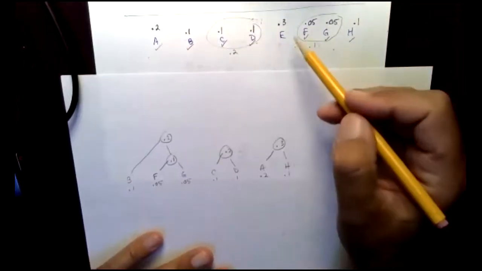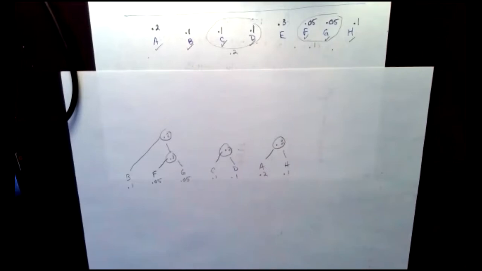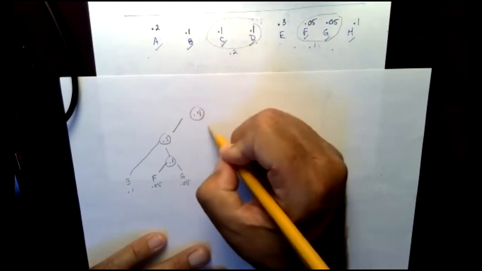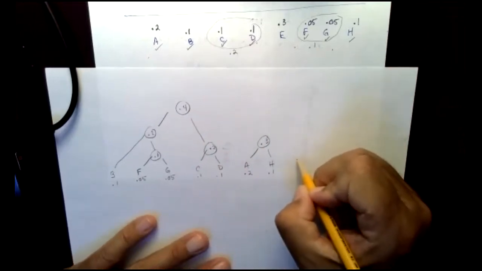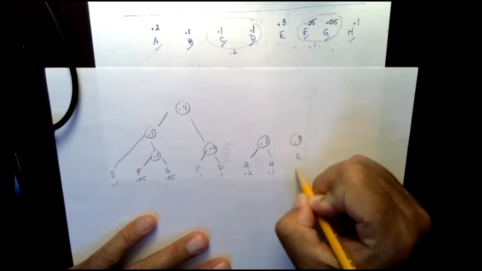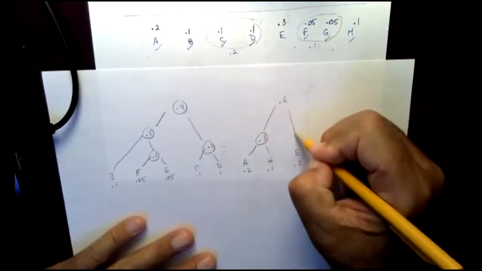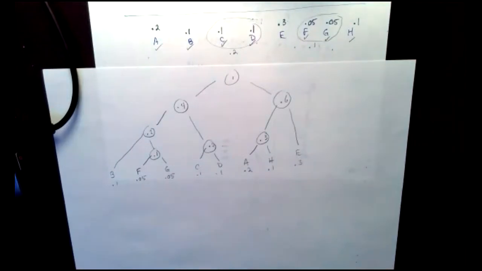The only thing I have left is E, which is a 0.3. So now I have a 0.3, a 0.3, a 0.2, and a 0.2. What needs to be combined? I don't have any options here. I have to combine the 0.2 and the 0.2. That gives me a 0.4. So now I have a 0.3, a 0.4, and a 0.3. I'm going to have to bring E into play because this is a 0.3, and I'm going to combine it here to get my 0.6. And I'll combine these two to get my 1. Okay, so I'm combining the lowest decimals I can.